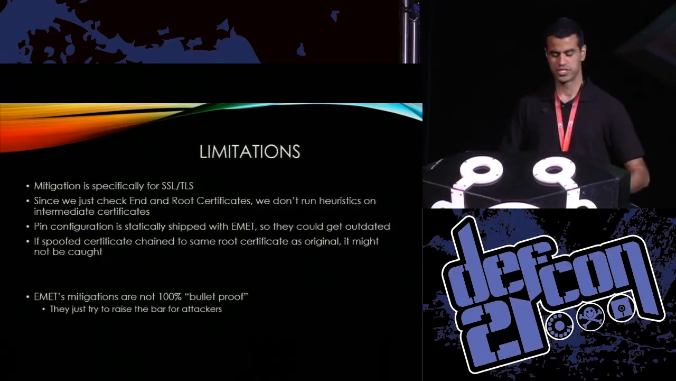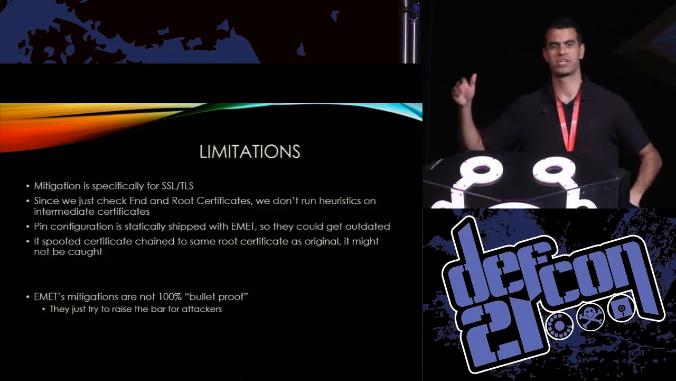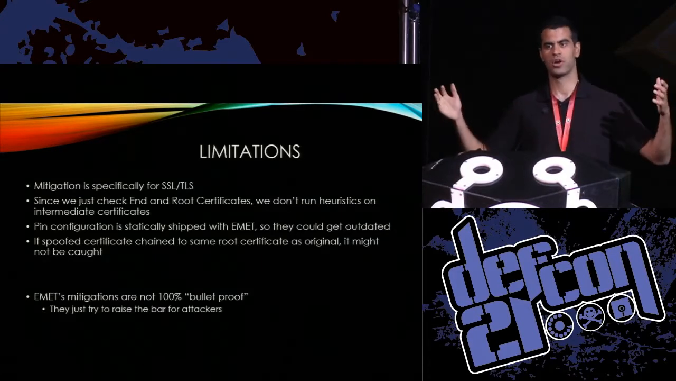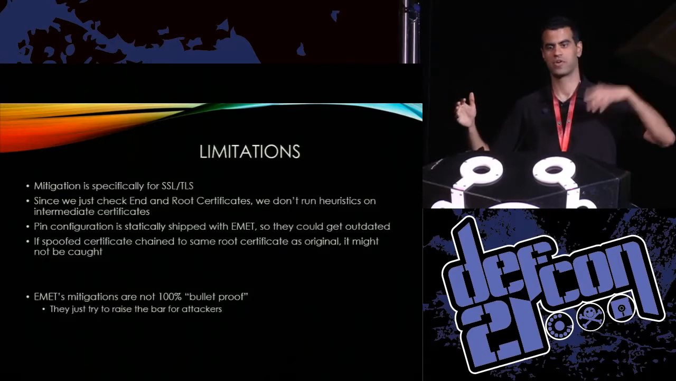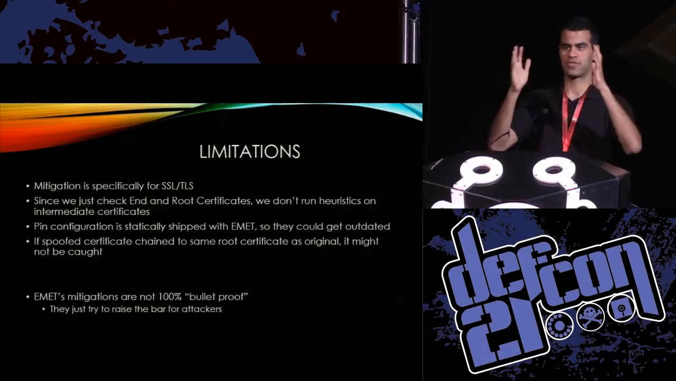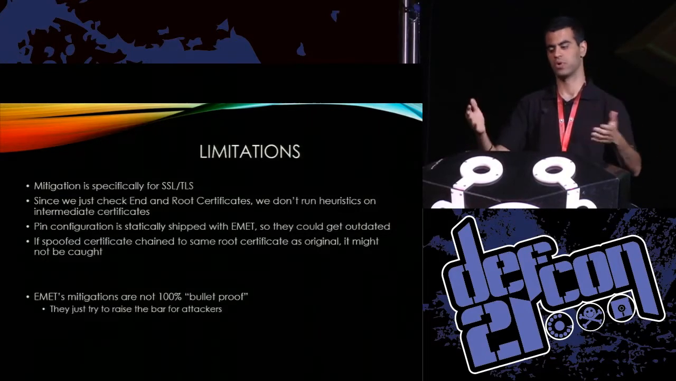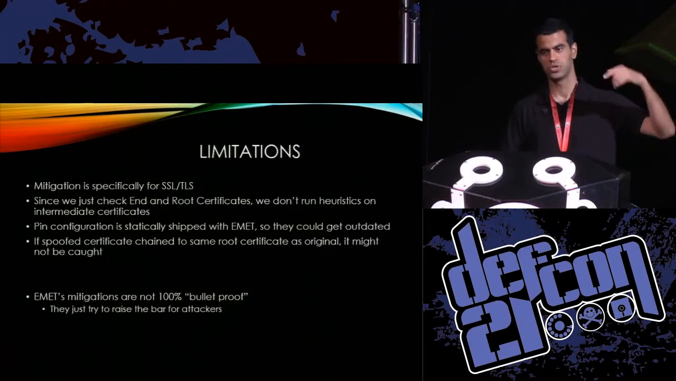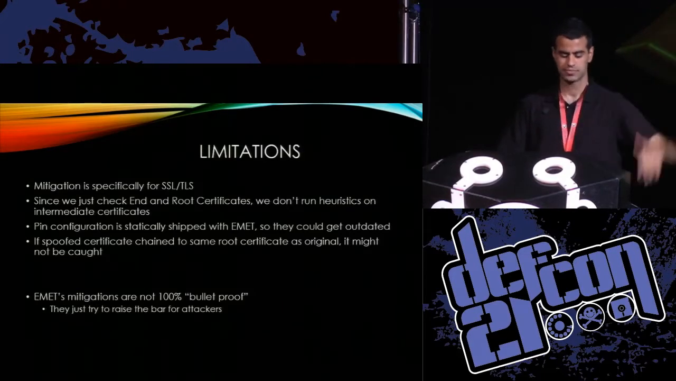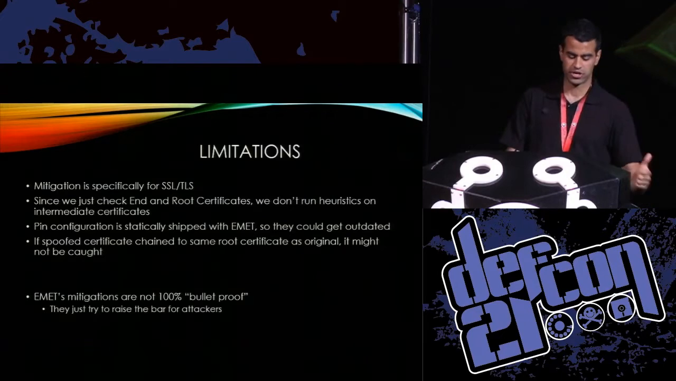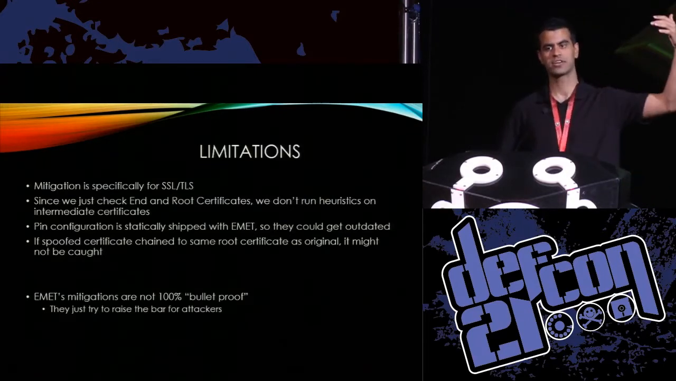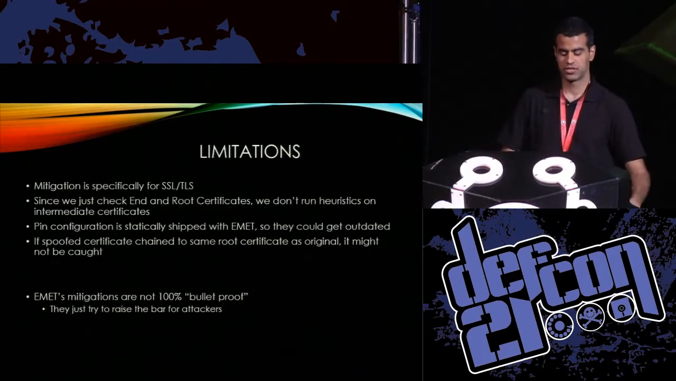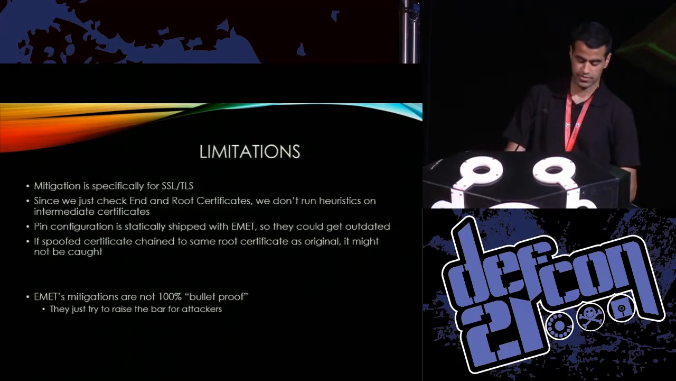The pin configuration is statically shipped with EMET, so it's not like Windows Update where we're pushing down new configuration. It's whatever comes with it is what we have for that release. So they could be outdated if tomorrow some company decides to change the root that they chain their certificates to. And in general, EMET's mitigations are not 100% bulletproof. They're trying to raise the bar for the attackers, but there's a way to get around it. So yeah.